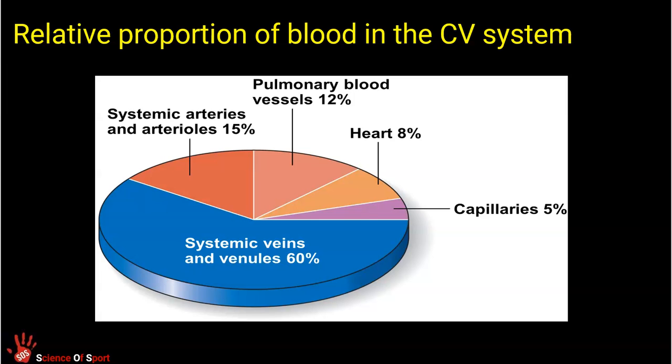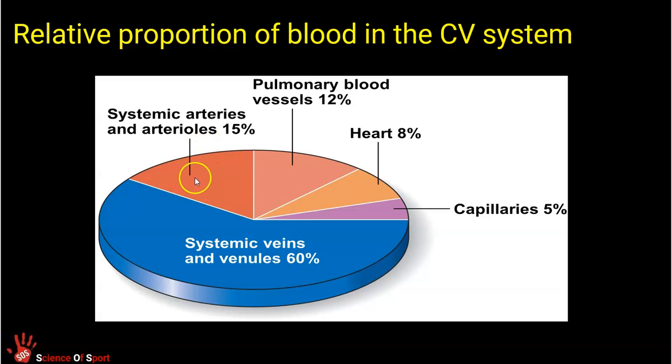So before we look at function number 3, just have a little look at this diagram. Pause the video so you can take it in. This explains where proportionally blood is in our CV system. Now you should know that we've got lots of different kinds of blood vessels, but actually have a look here. In the veins and the venules of the body, the venous system, we have 60% of our blood hanging around in our venous system.